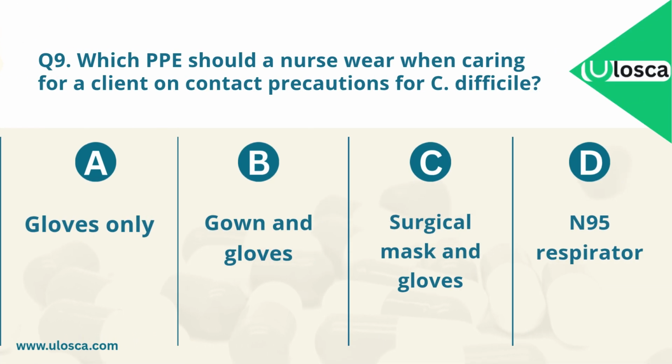Question 9. Which PPE should a nurse wear when caring for a client on contact precautions for C. difficile? A. Gloves only. B. Gown and gloves. C. Surgical mask and gloves. D. N95 respirator. Which one is the correct answer?